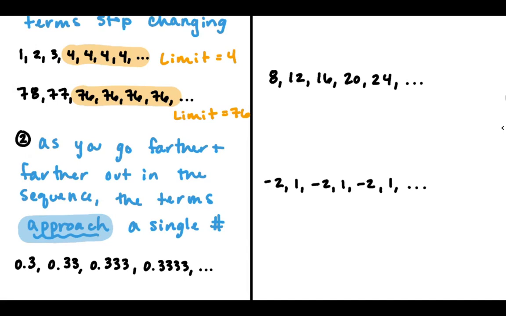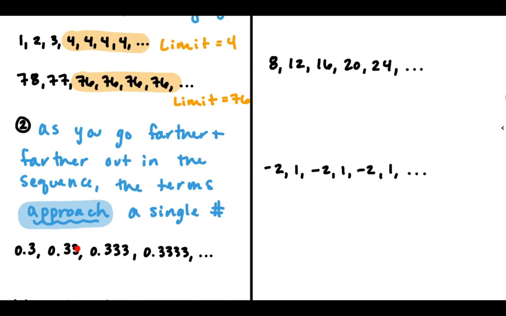So as an example, we might have this sequence here: 0.3, 0.33, 0.333, 0.3333. So every term you're adding another 3 on. And as we go way, way, way out in the sequence, we get a longer and longer string of 3s. We might remember that if you have an infinite decimal of all 3s, that's the same as 1/3, right? So we're never going to actually hit 1/3 because we need infinitely many 3s to get to 1/3. But every time we add a new term, we get closer to 1/3.